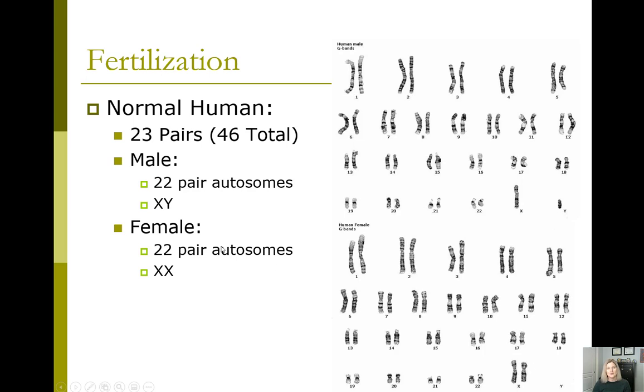All right. So this is a karyotype of a male, and this is a karyotype of a female. Males and females look alike all the way through chromosome 22. It's just the last pair that is different. Males have non-homologous chromosomes for their 23rd pair. Females have homologous.